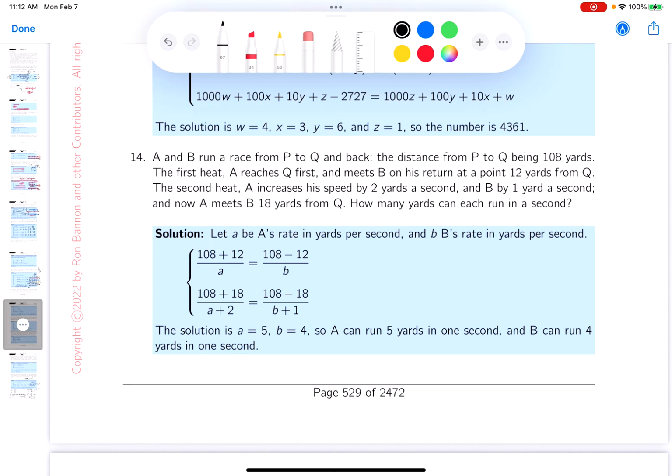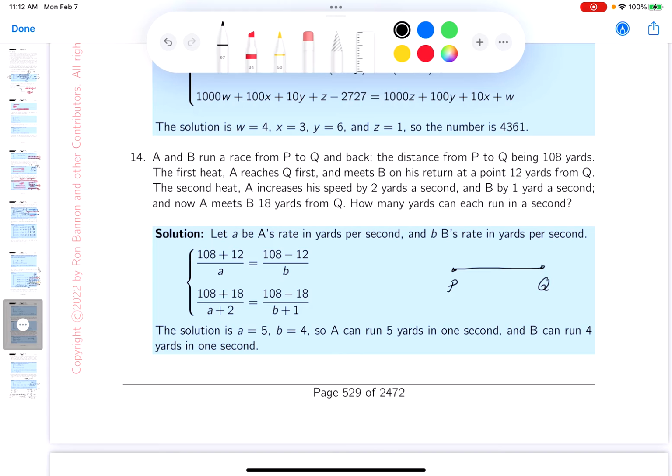Okay, it's a race from P to Q, and from P to Q, it's 108 yards between them. All right, so let me draw a picture of this: P, Q, like this over here, and it's 108 yards between them. And what's happening? A and B run a race from P to Q, but then back.